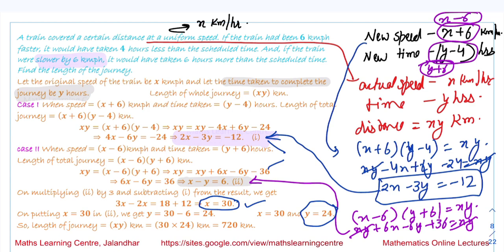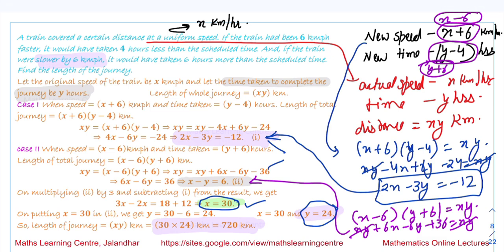So the length of the journey that we will have, we are saying x tells us the speed, so it is 30 kilometers per hour is the speed, and for how much time it has traveled, for 24 hours it has traveled. So the total distance it has traveled is 30 into 24, that is equal to 720 kilometers.